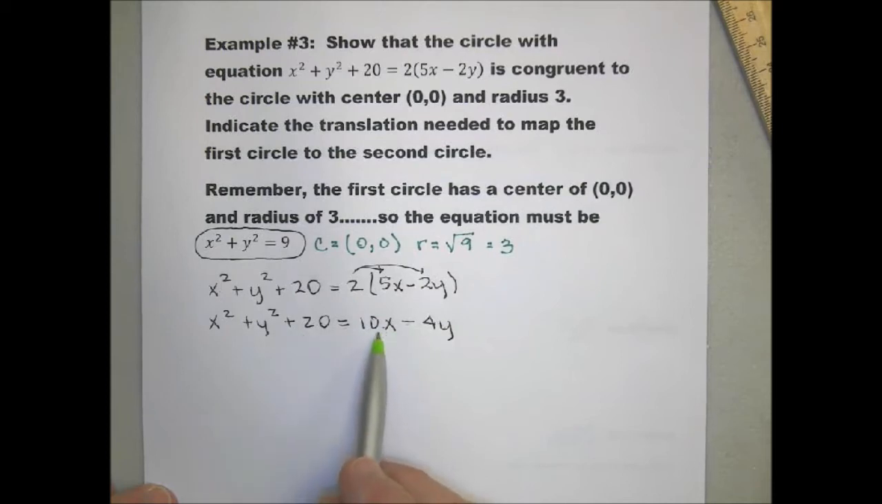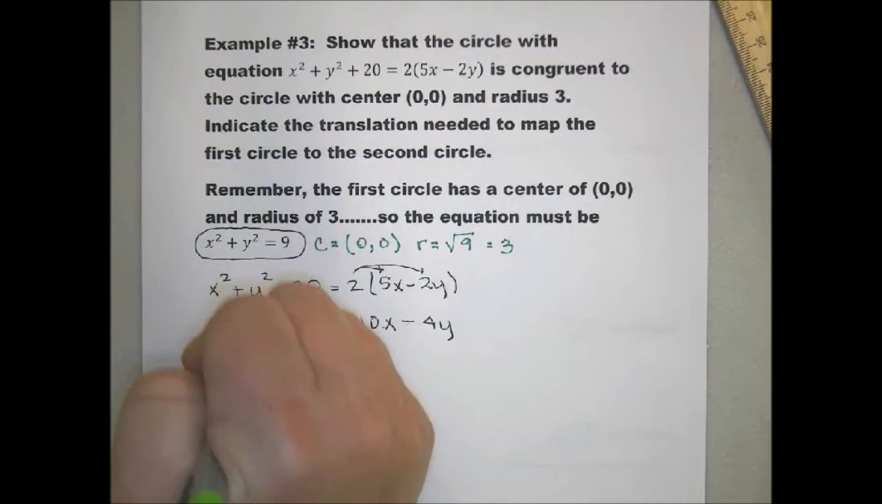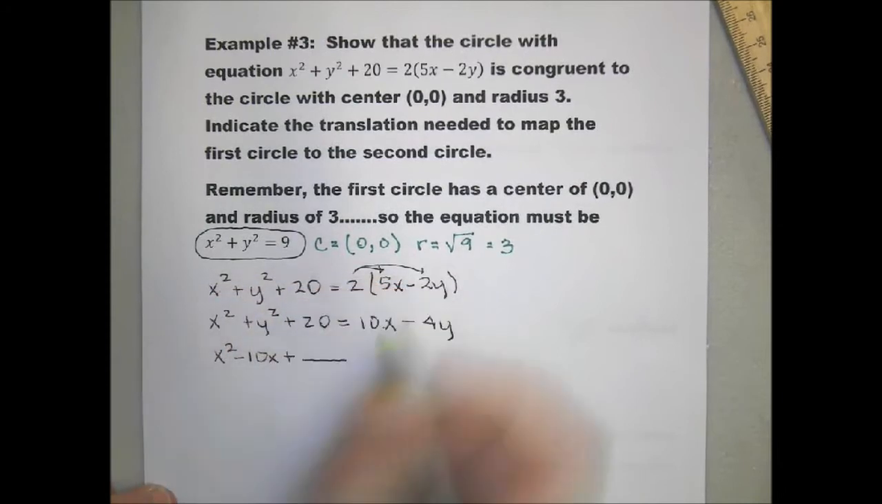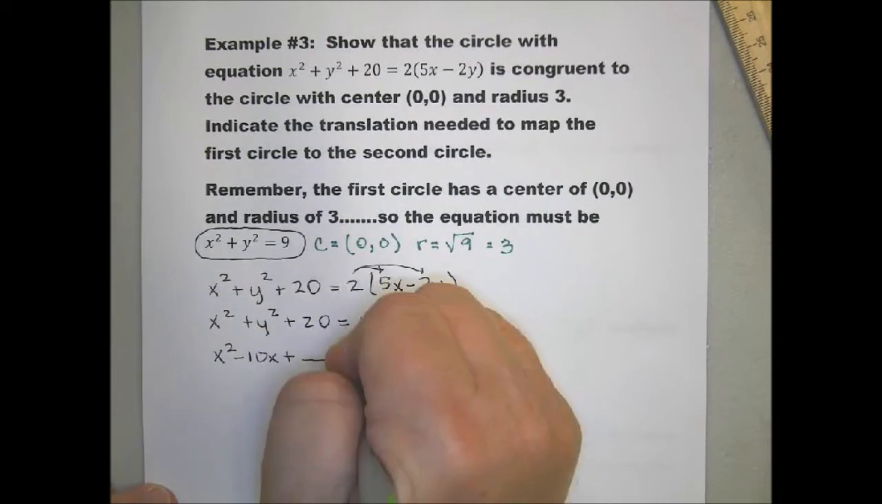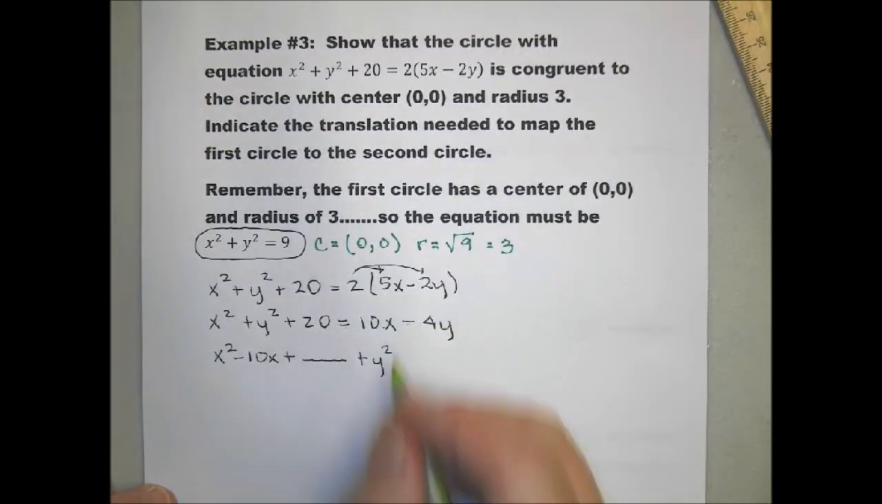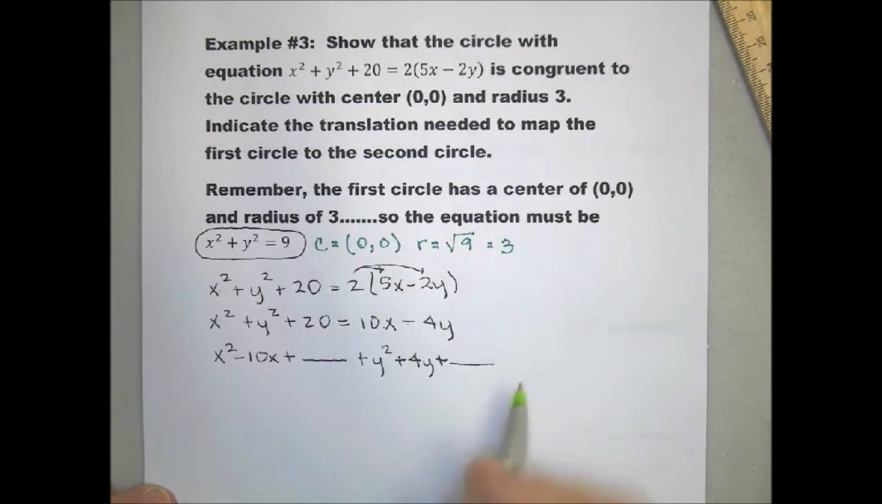So I'm going to do a couple steps together. I'm going to move the 10x over to this side, and I'm going to group it with that x squared. So that would be x squared minus 10x, and I'm going to make room for my third term in the trinomial. I'm going to do the same thing for y squared. When this minus 4y jumps over to this side, it would be plus 4y, and I need room for that third term in the trinomial when I complete the square.